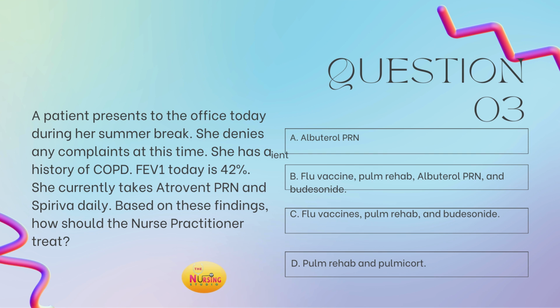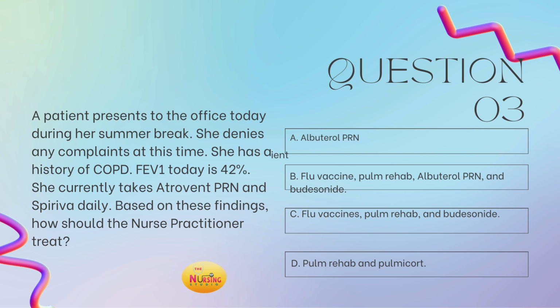And then you also want to add in an inhaled corticosteroid, right? So here, the only thing that really needs to be added is D. You're making sure she's in pulmonary rehab, and Pulmicort for your inhaled corticosteroid. Again, remembering both brand and generic names. Budesonide and Pulmicort are the same medication.